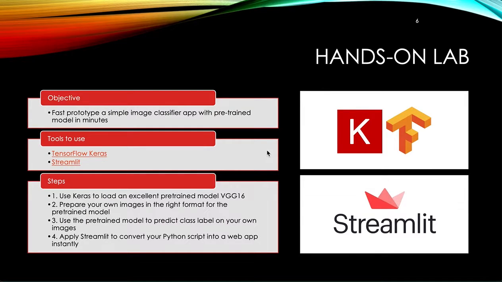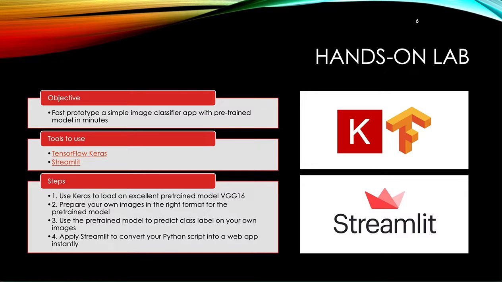Okay, no more theory. Let's get hands-on and build a simple image classifier app fast prototype with pre-trained models right now. Here, we are using TensorFlow Keras and Streamlit. Streamlit is a very handy tool, supposed to be the fastest way to build data apps and data products. No front-end experience needed. And by just inserting a few API calls, it can turn your data science notebook or Python scripts into shareable web apps instantly. If people are interested in how to use Streamlit, I can create another dedicated tutorial video on it soon.